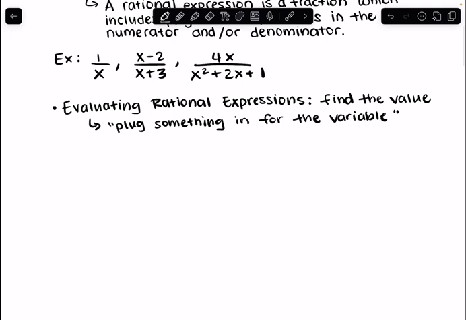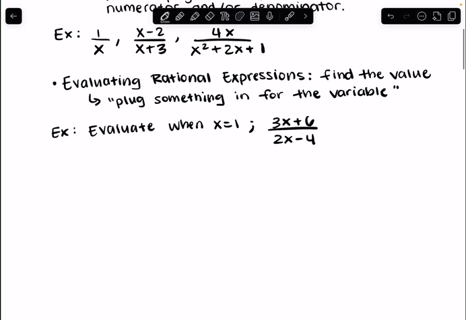And so to give you an example of this, I want you to evaluate the following. So evaluate when x equals 1 for the following expression. So let's say I give you, I don't know, 3x plus 6 over 2x minus 4. Again, when it says to evaluate, you're going to take your x equals 1 and you're just going to plug it in place anytime you see an x. And then your output should just be a value or a number.